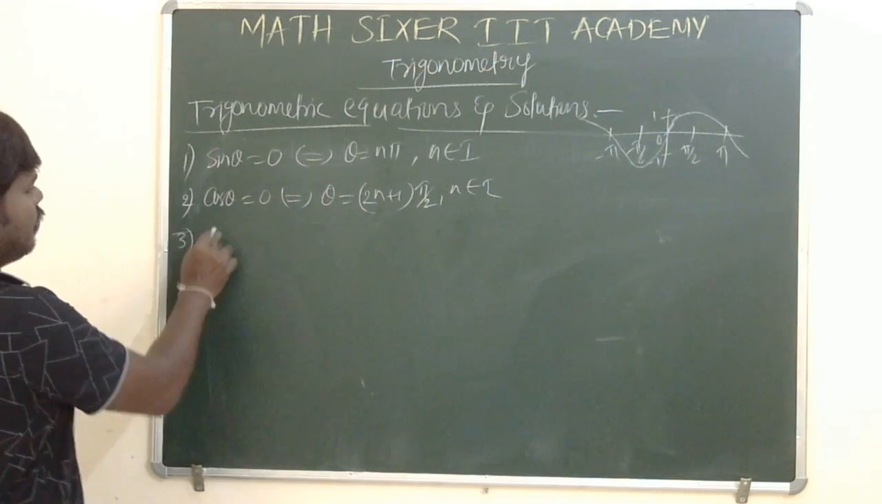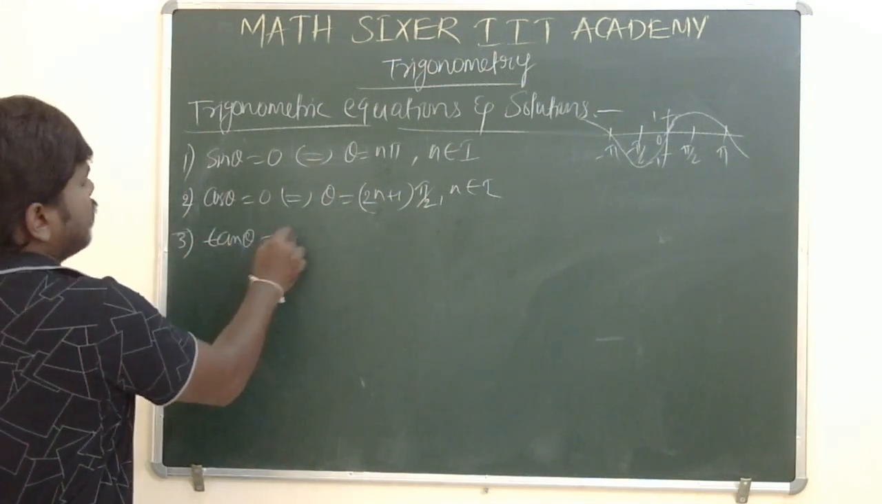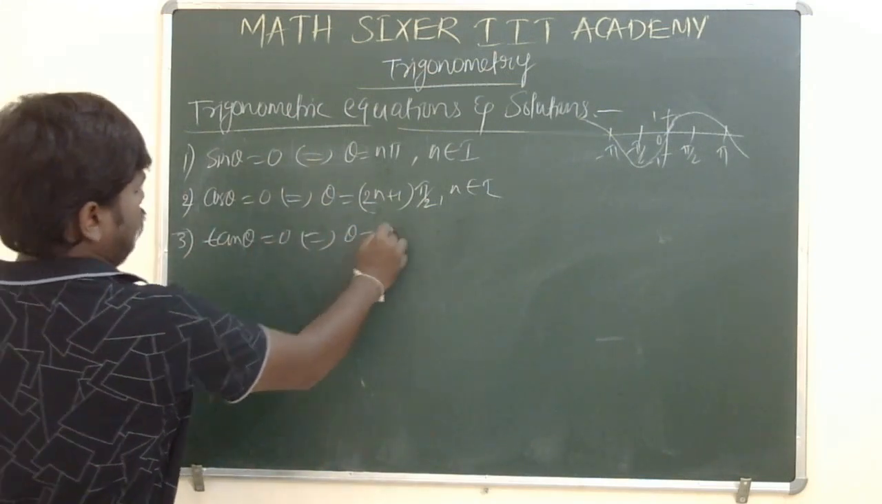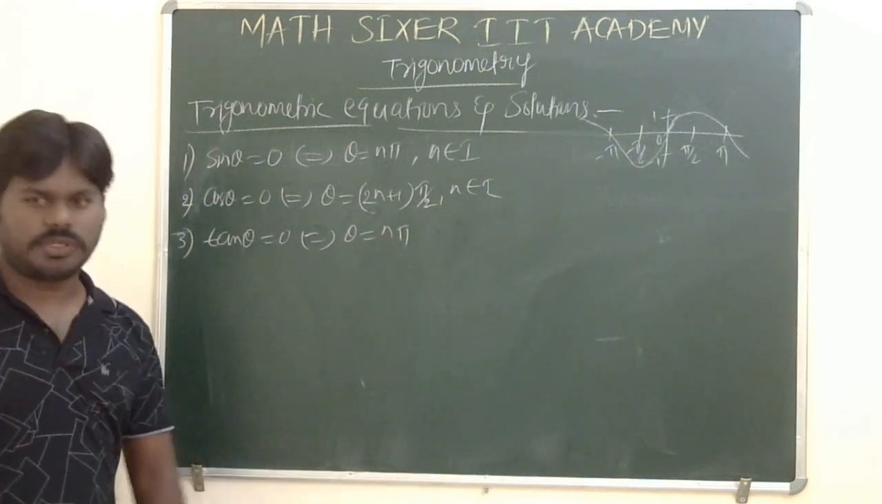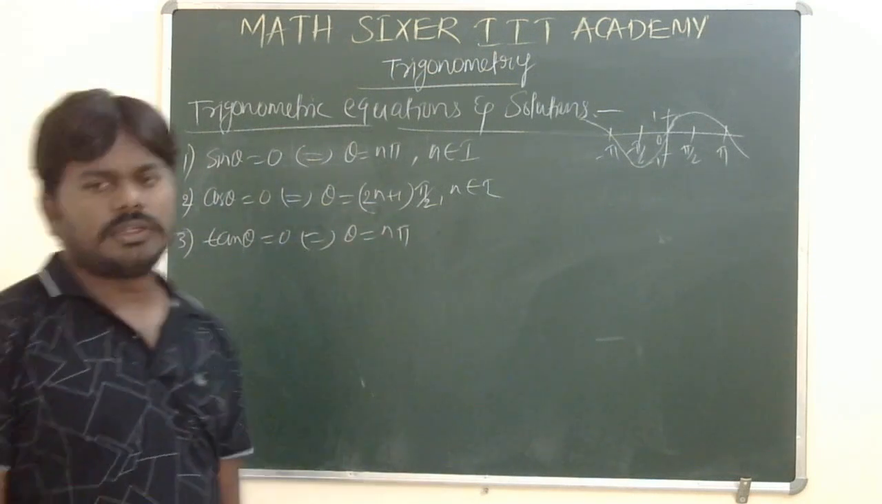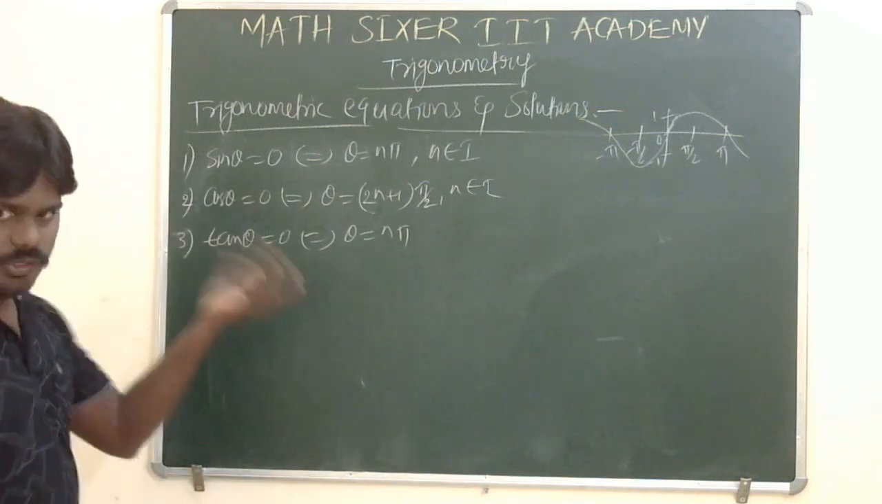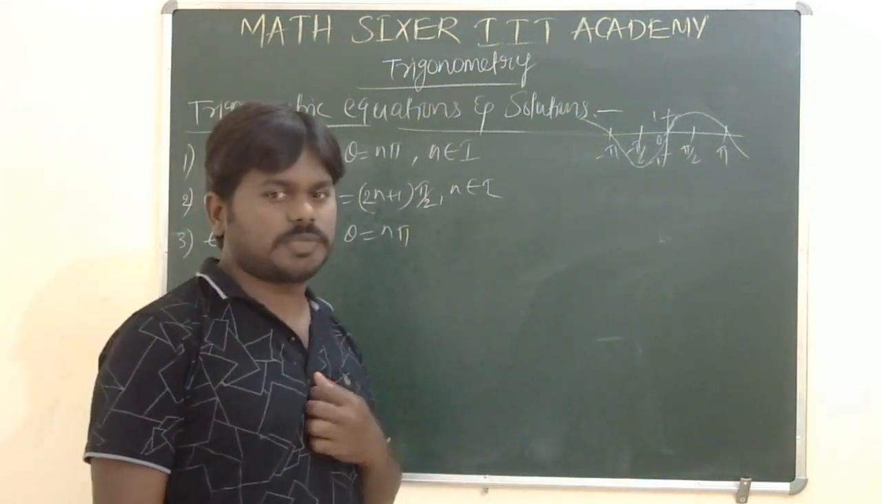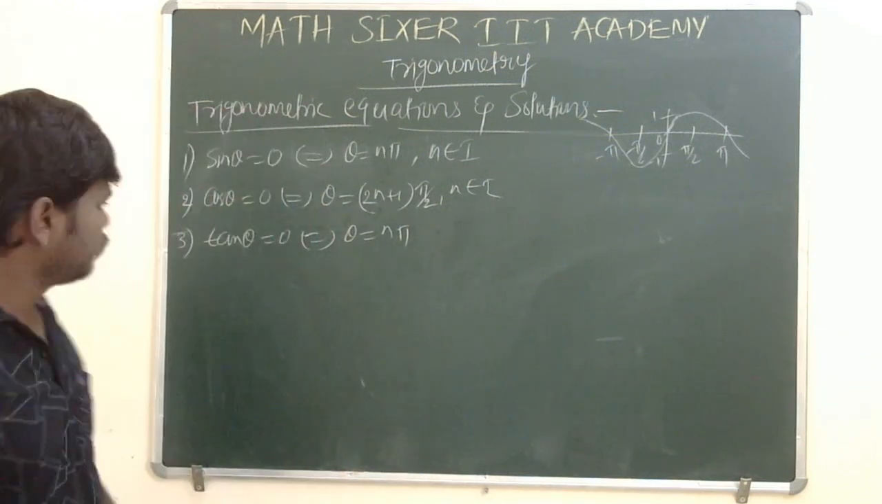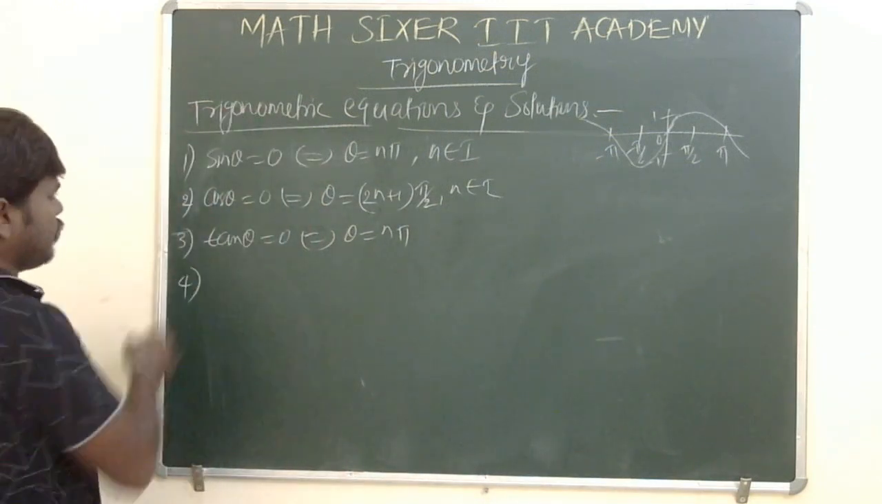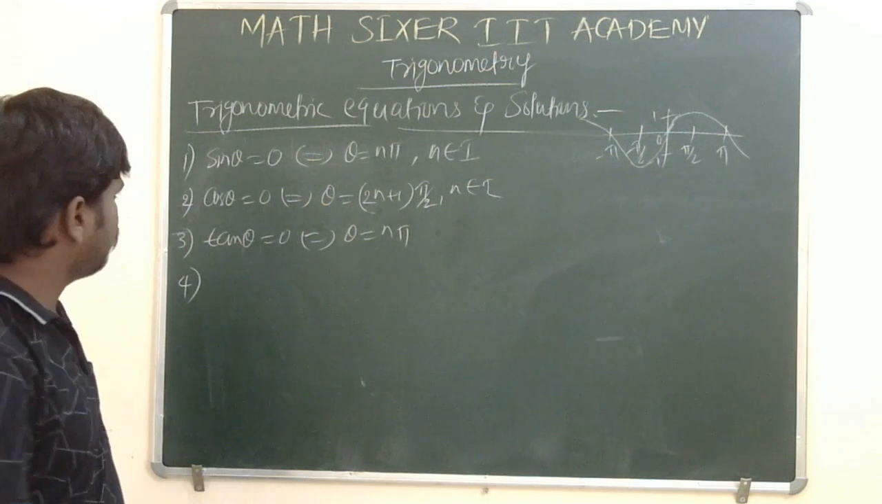So next here, similarly tan theta is equal to 0 means theta is equal to n pi. This also you can observe from the diagram. So all these things we have to remember simply, okay? Because to find the different kinds of solutions, especially general solution and also principal solution. So next from these important points we will come now.